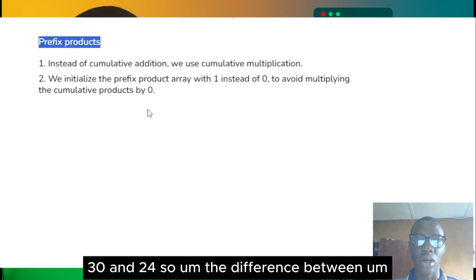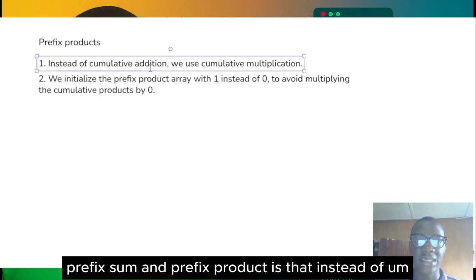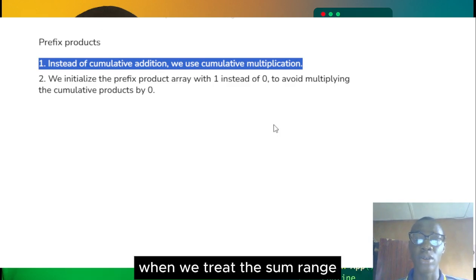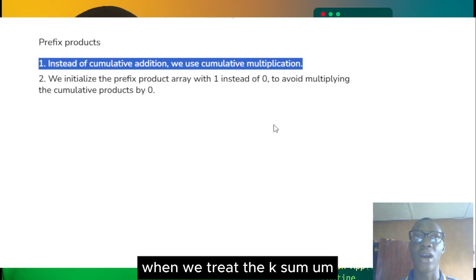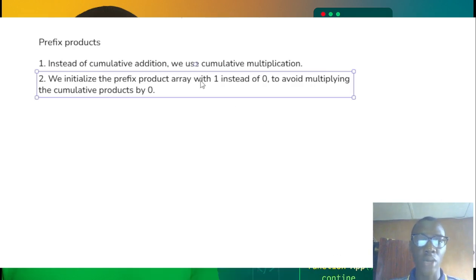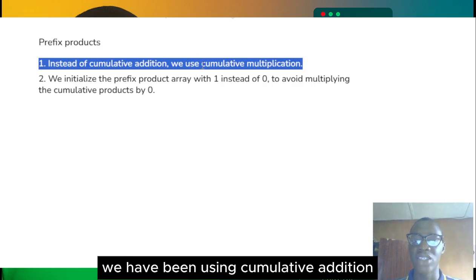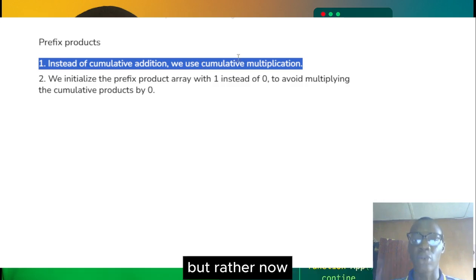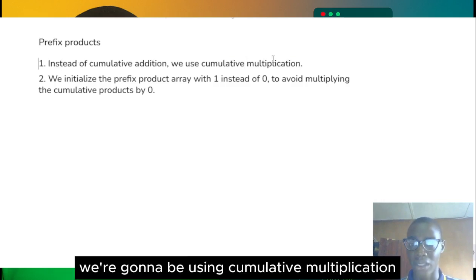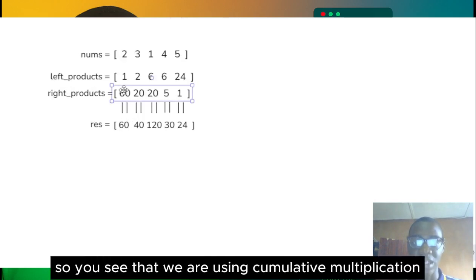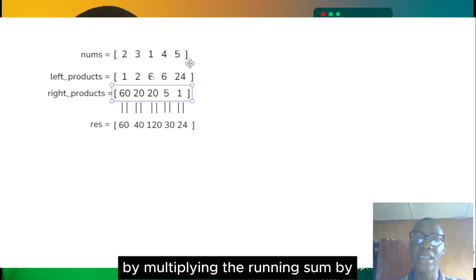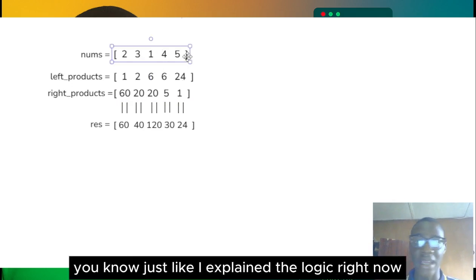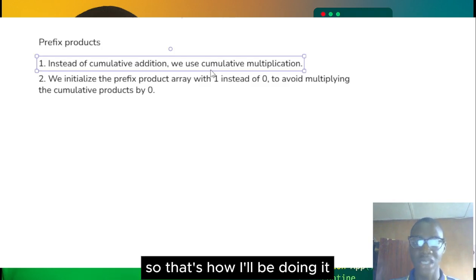So the difference between prefix sum and prefix product is that instead of cumulative addition, as we have been doing in our previous videos, when we treated the sum range, the k-sum subarray and some other problems, we have been using cumulative addition. And what that means is that we have been adding on to find the running sum. But now we are going to be using cumulative multiplication, just like I explained above here. So you see that we are using cumulative multiplication by multiplying the running product by 5, by 4, just like I explained the logic. So that's how we'll be doing it.